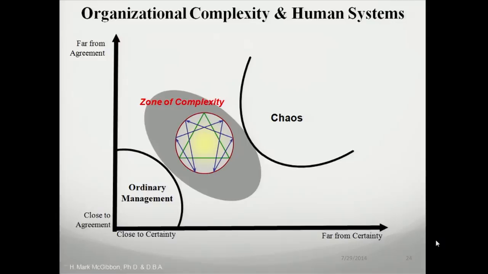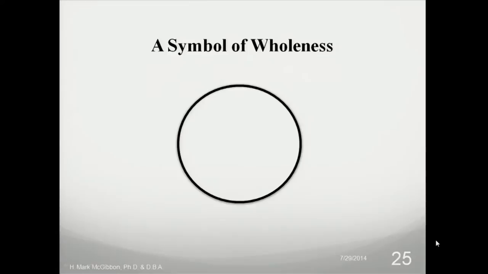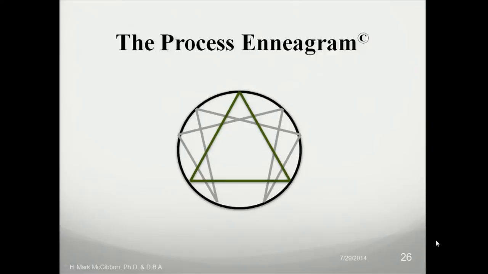We have the zone of complexity, and this is where the Process Enneagram can help when you're in the middle of that. You're not in complete chaos, but you're not doing ordinary management. So I cannot overemphasize the symbol of wholeness, and that's where we want to be. We want harmony within our organizations. And what fits in there? The Process Enneagram, we have these patterns. And I'd like to explain these patterns a little bit more in detail.